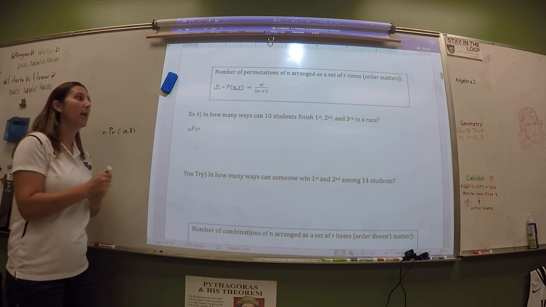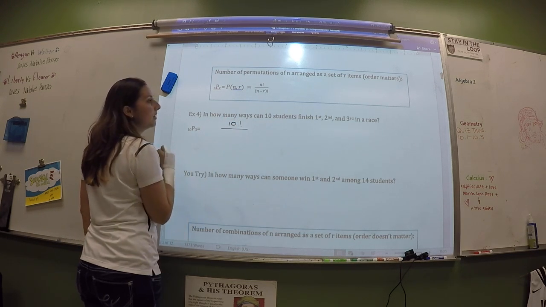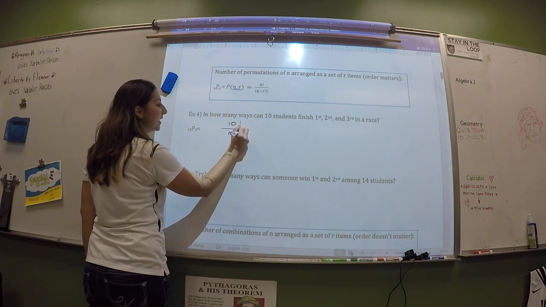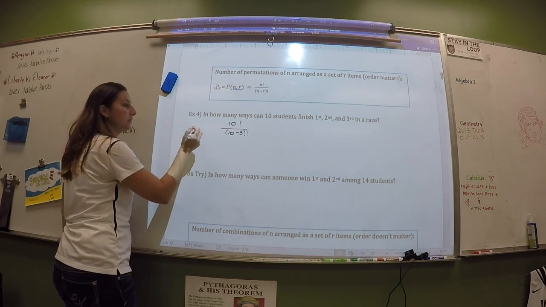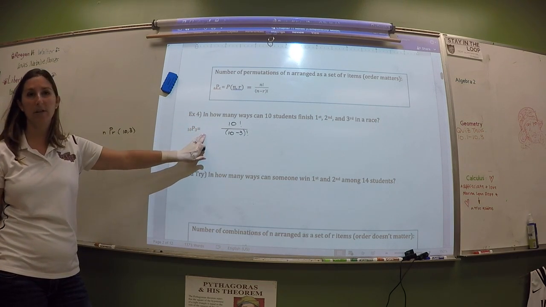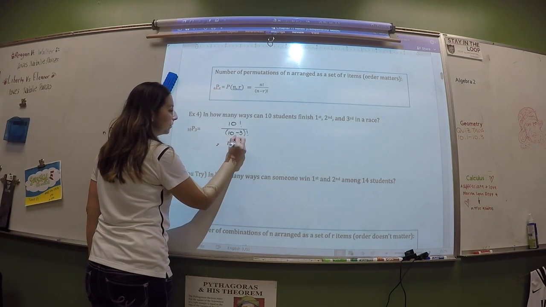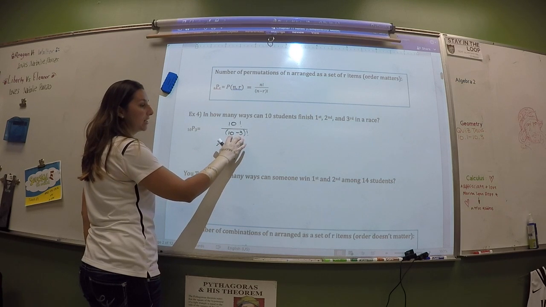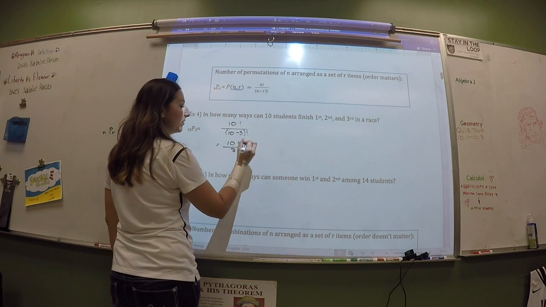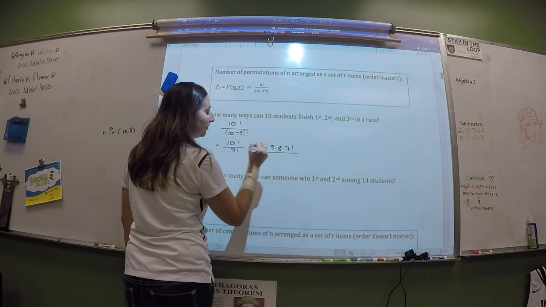So this is what we would do. We would take n factorial, that's the number of students, factorial, and then we would do 10 minus 3 factorial, since we're worried about first, second, and third place. And this is the notation for that. So you could type this in on your calculator, or you can go through this process. To go through the math, you would subtract 10 minus 3, that would give you 7 factorial. 10 factorial is 10 times 9 times 8, and then we would simplify like I showed you before.